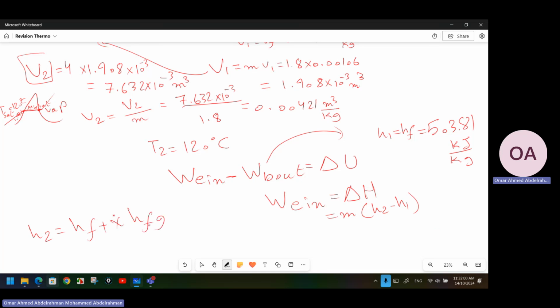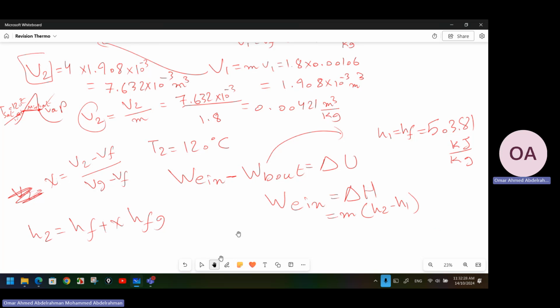But I don't have x, so I need to use another property to find x. The other property that I have is v2. So v2 is equal to, let's put it in terms of the quality. I want to calculate the quality itself, so it will be v2 minus vf. You don't have vfg in the table for the specific volume, so you will put vg minus vf.